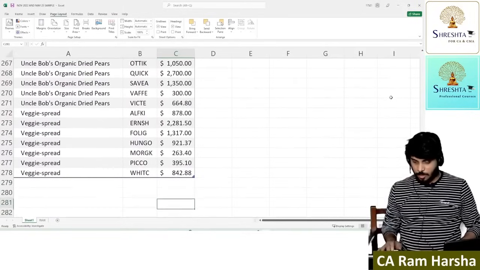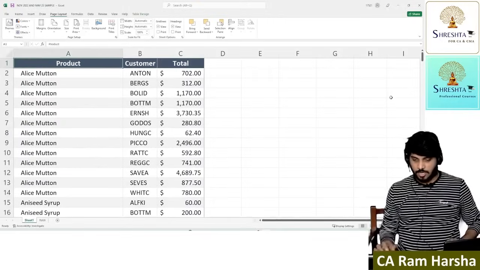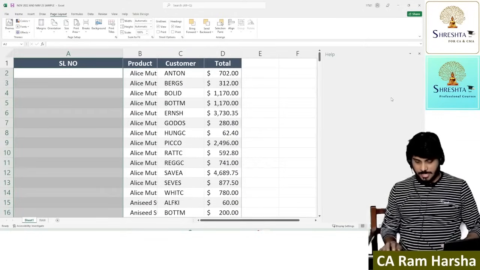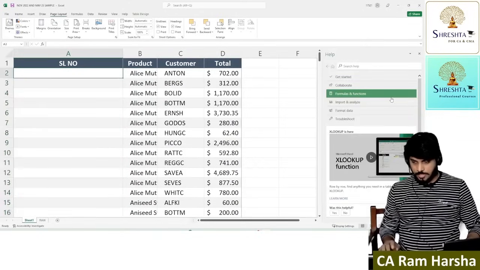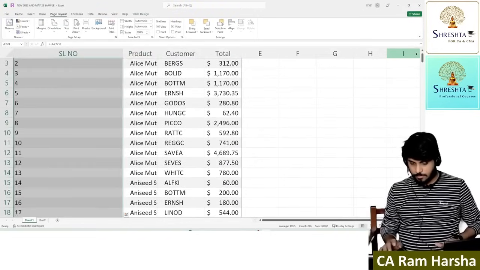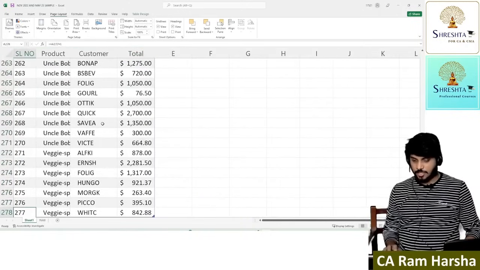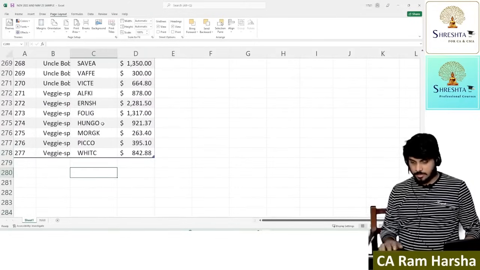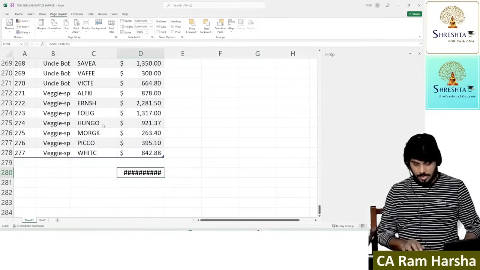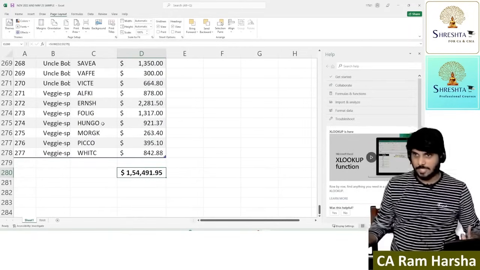Getting it? Now what is the population value? 1,54,491. It could be a dollar or rupee, just understand the concept. So, serial number. How many transactions do we have? Not 78, 277 transactions we have. So what is the total transaction value? 1,54,491. This is the population. Correct?